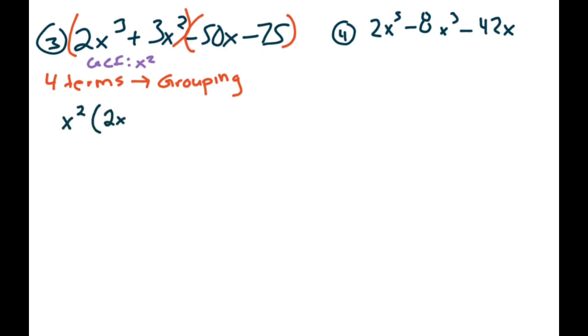This leaves me with a 2x plus 3. My GCF of the second parenthesis, between negative 50x and negative 75, is negative 50. Not negative 50, negative 25. So I factor out a minus 25, which leaves me with a 2x plus 3.